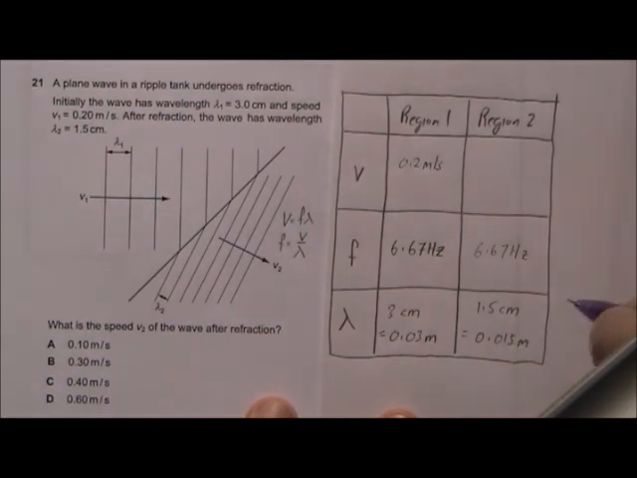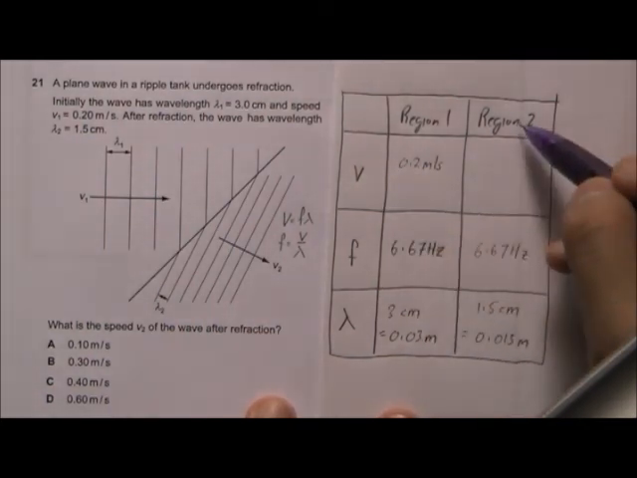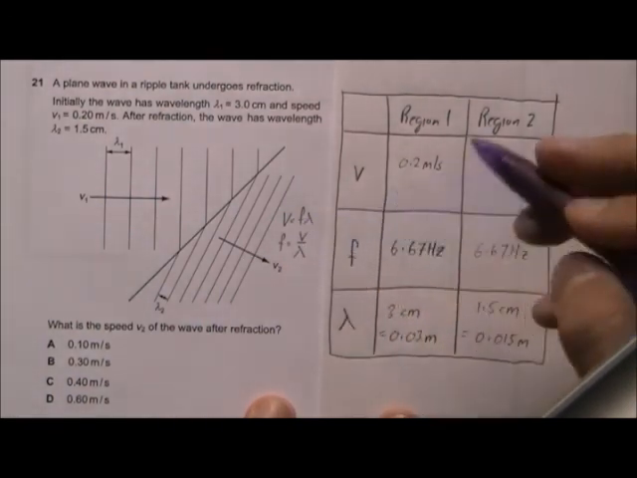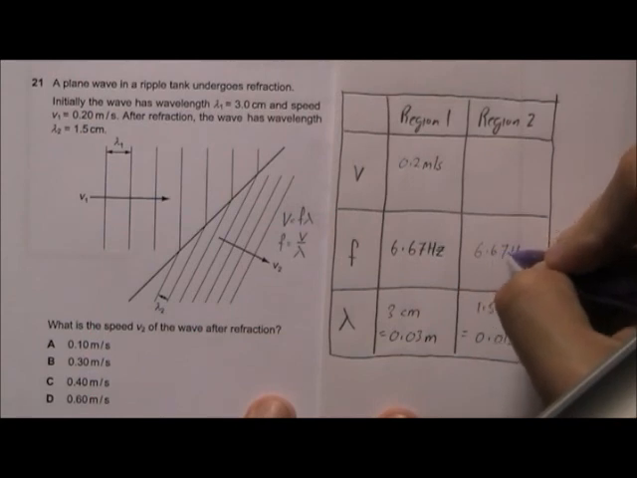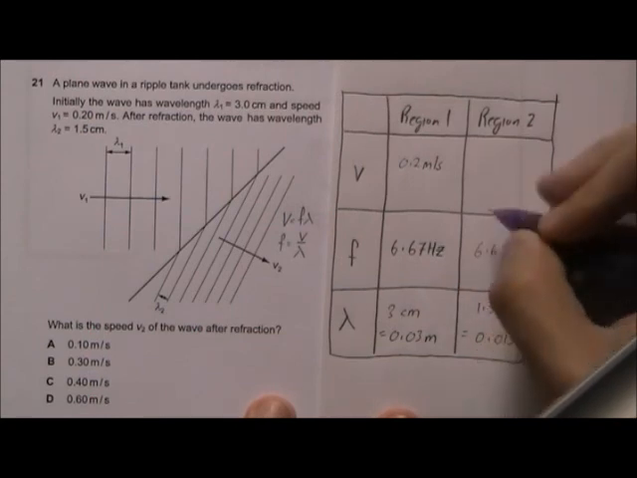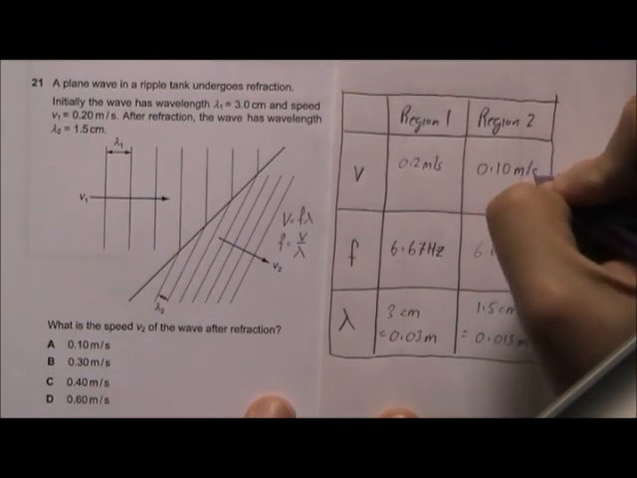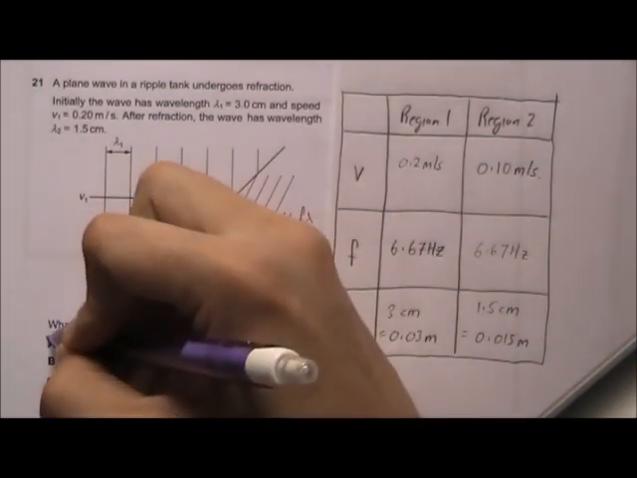0.015 meter, and the speed at region 2 can be calculated by this formula. V is equal to F lambda, so it will be 6.67 multiplied by 0.015. That will give us 0.10 meter per second. So the answer should be A.